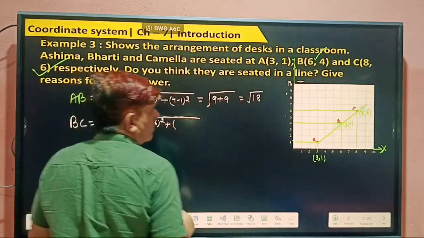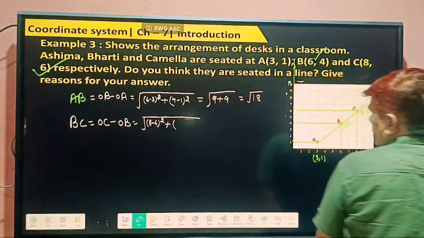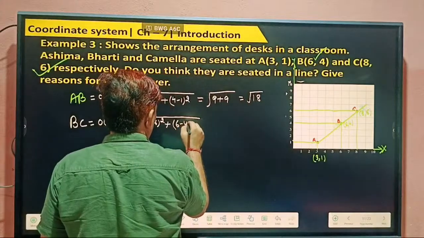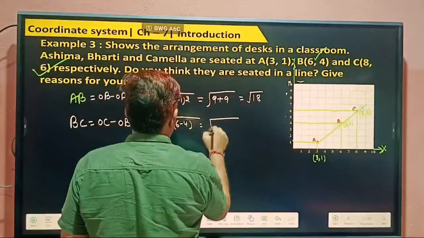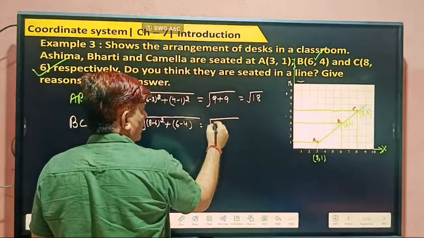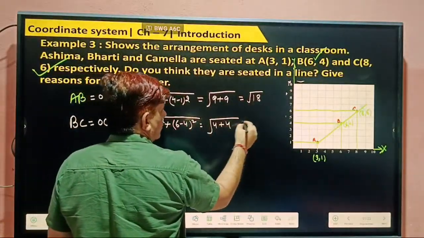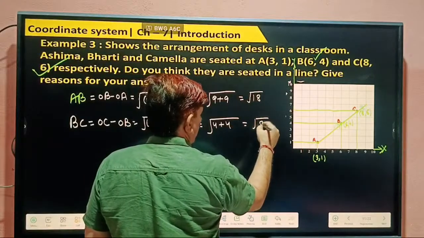Plus 6 minus 4. What is 6 minus 4? So how much is this? 8 minus 6 is 2, 2 squared is 4. 6 minus 4 is 2, squared is 4. This is under root 8.